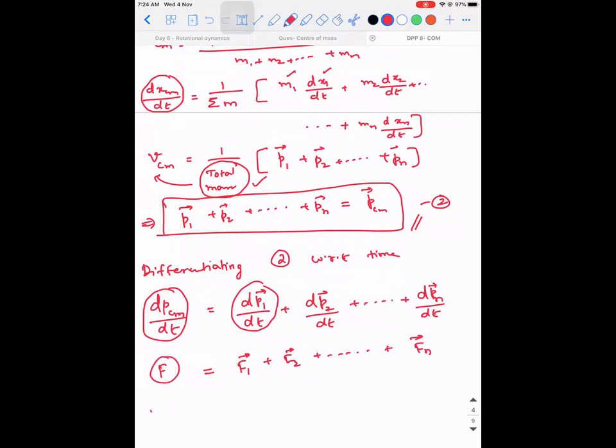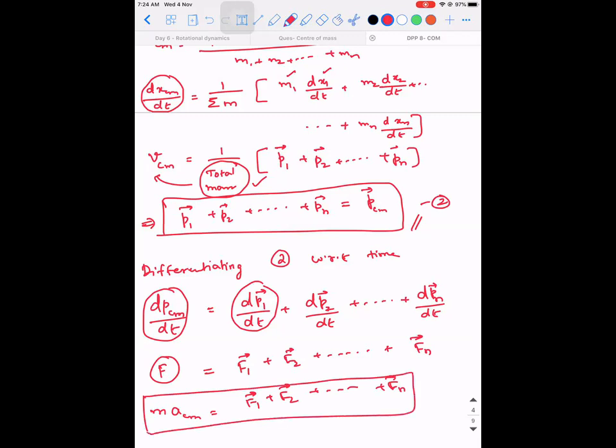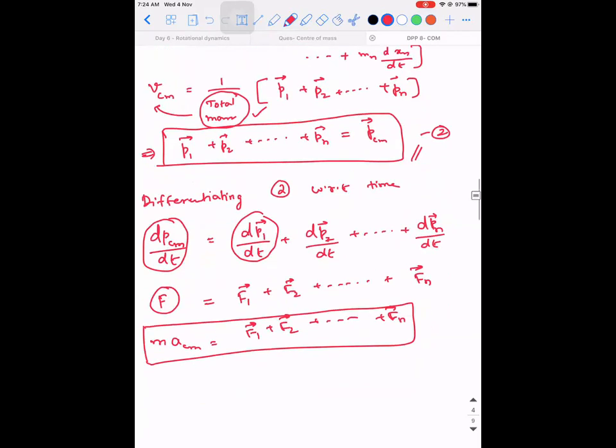This force I can also write as m into a_cm is equal to F1 vector plus F2 vector plus so on till Fn vector. What is this actually? External force experienced by the center of mass. It is nothing but Newton's second law.